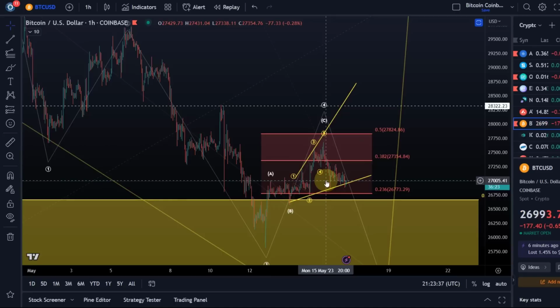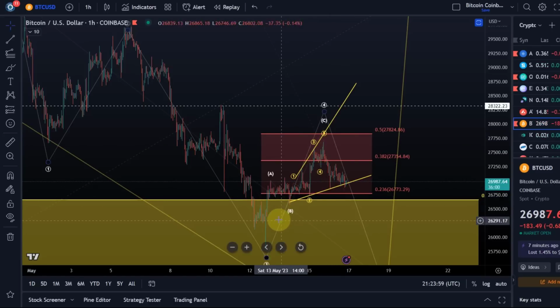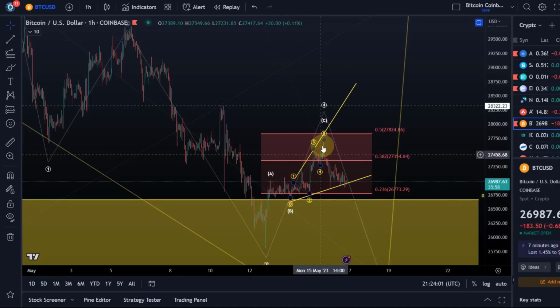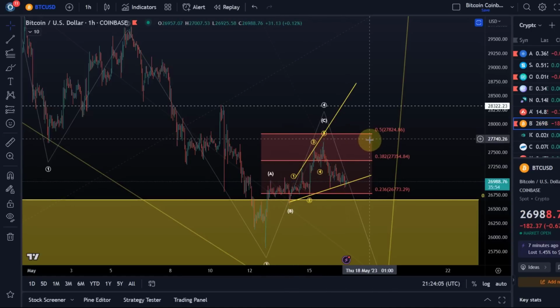We can count a nice three-way structure to the upside, A, B, C. And while this could turn into something bullish, at the moment there is no evidence that it's doing that. And possibly we already topped here on Monday. But the problem is that the sell-off is not clearly impulsive. So we are left with a situation where the move up was corrective. The move down isn't clearly impulsive, but we are below resistance.